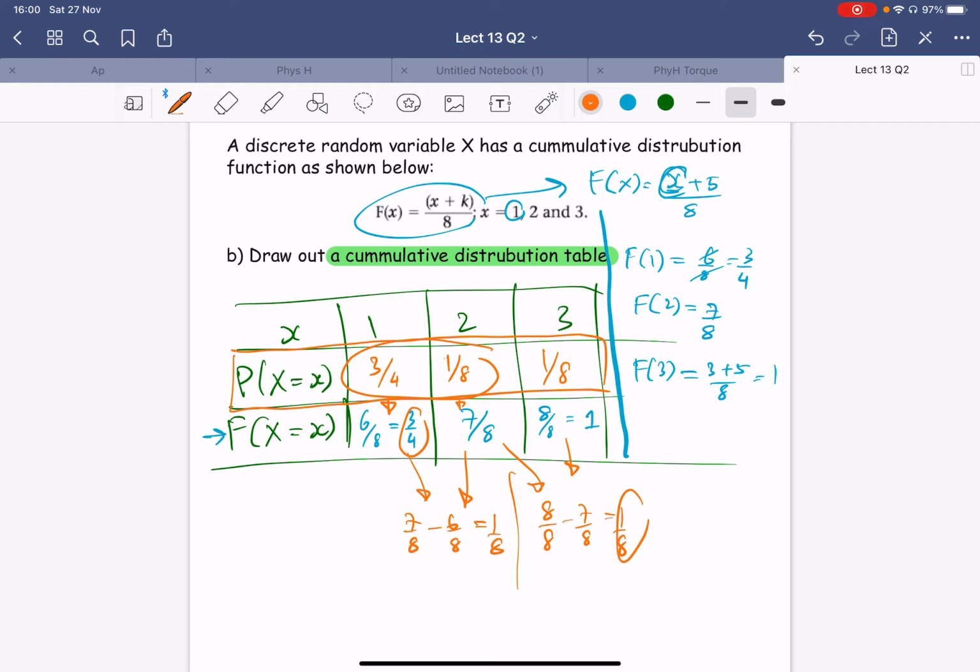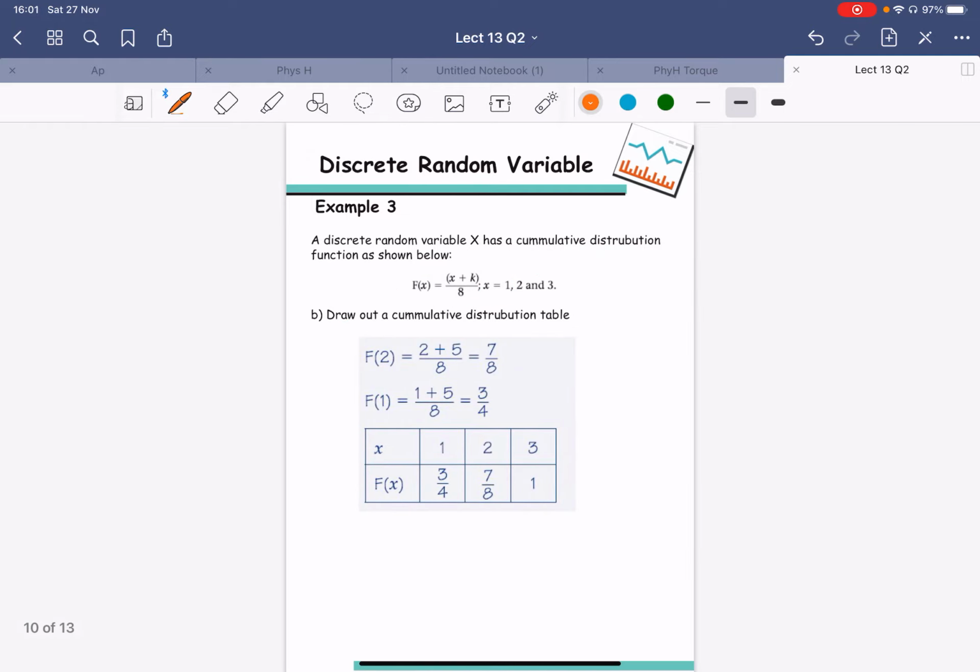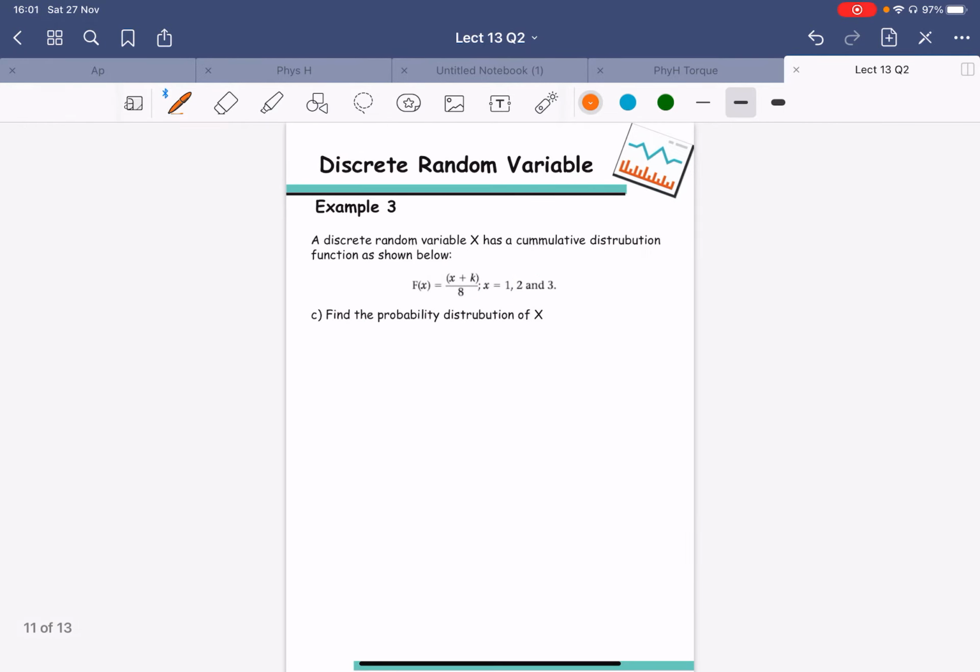A question can ask you to draw out, if they say cumulative distribution table, then it's this one. But if they ask you to draw the PDF, the probability distribution function, or say PD table, probability distribution table, then it'll be this one. All right, let's see next. In this case, we have done all accordingly.